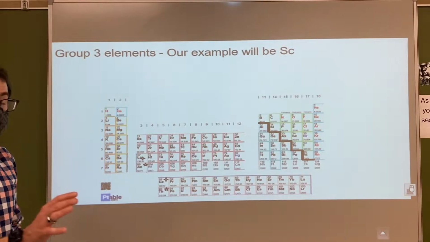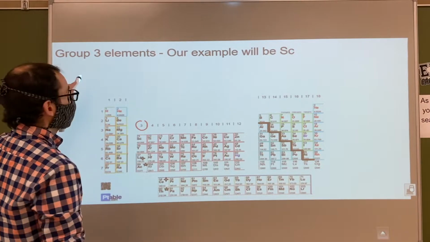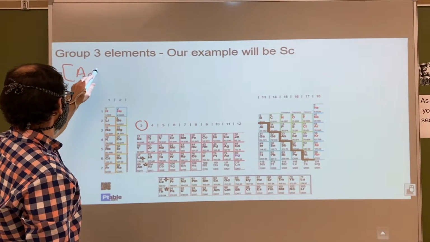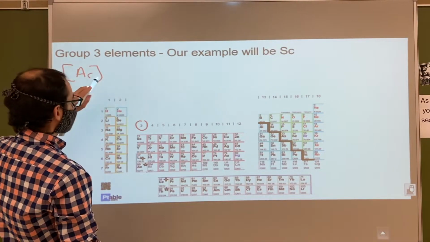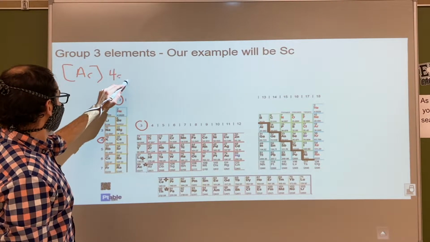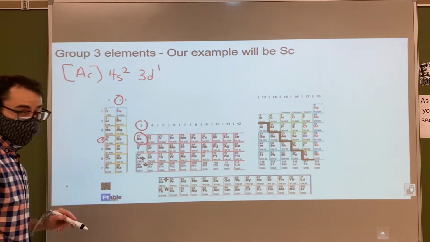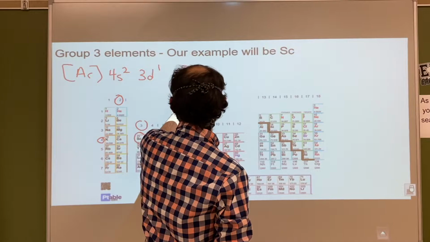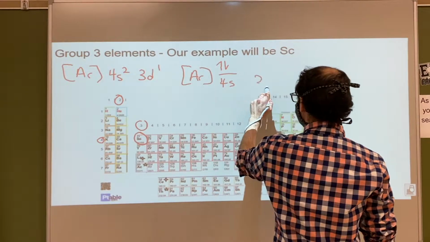Okay, now things are going to get a little more interesting. So now we're in group 3. This is the first group in the transition metals. So we have scandium. Let's do our shortcut electron configuration. So the noble gas that comes before it, this is 21, so the closest one before that is 18, which is argon. And then we have 4s2, and then 3d1, okay? So that's the electron configuration for Sc. So the orbital diagram is going to be 4s up, down, and then 3d up.